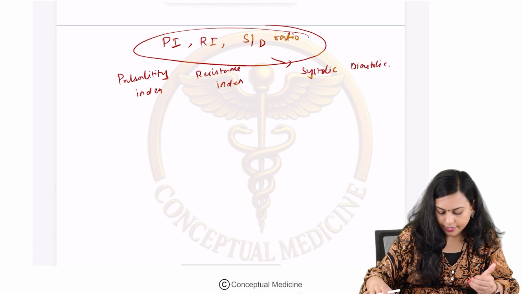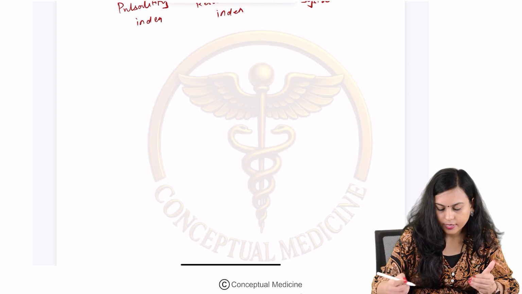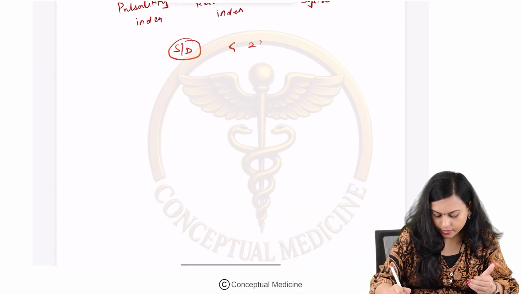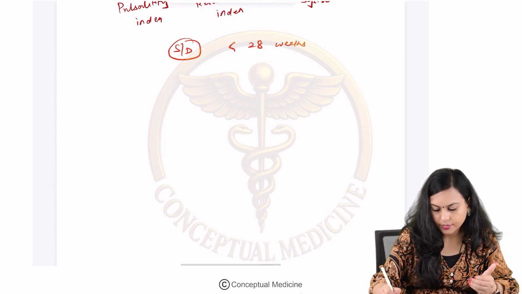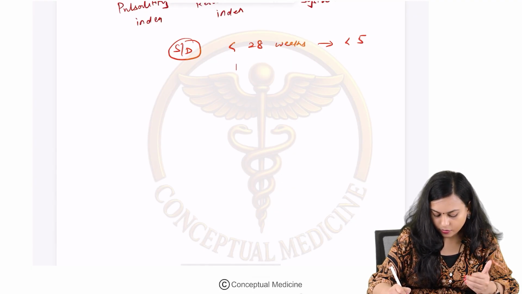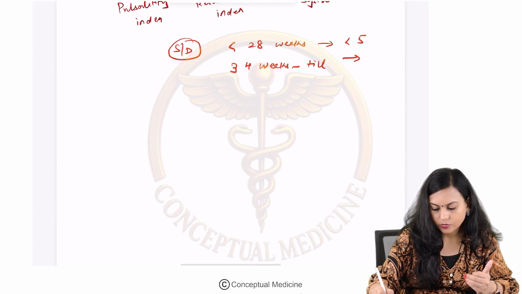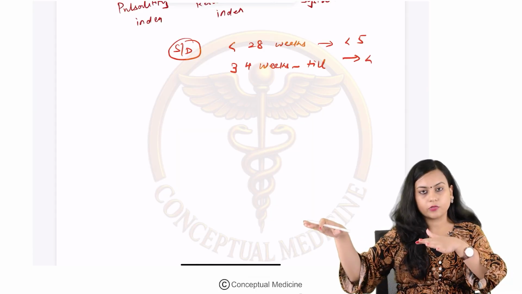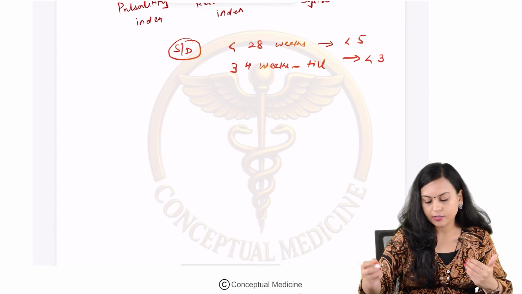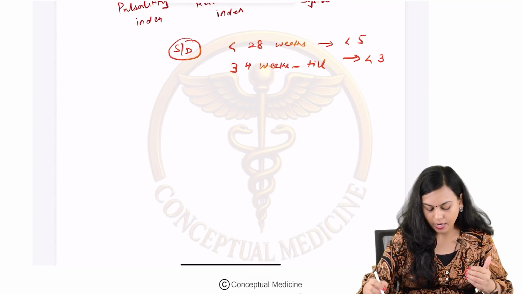Okay, normally, let's take this SD ratio now. When it is less than 28 weeks, the ratio will be somewhat less than 5. Suppose when it is around 34 weeks until term, it will further reduce, because the resistance is going to reduce as the pregnancy advances. That's what we have seen, right? So, this resistance decreases and it will come to 3.